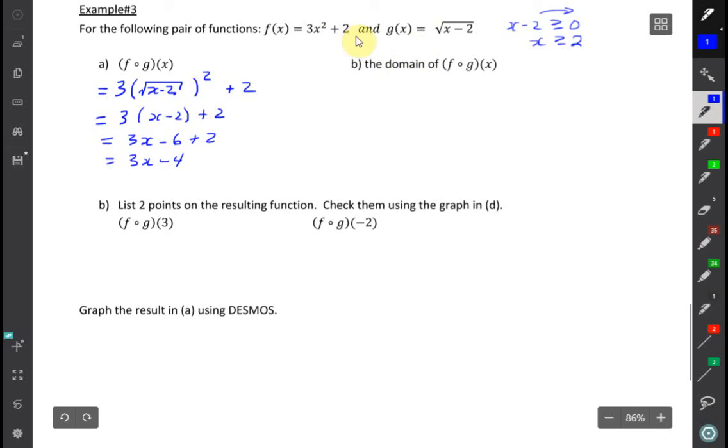So the connections between these two are fine, but we have to keep in mind that this is the domain for the whole function. So the domain here is equal to the set of x is an element of R such that x is greater than or equal to 2.